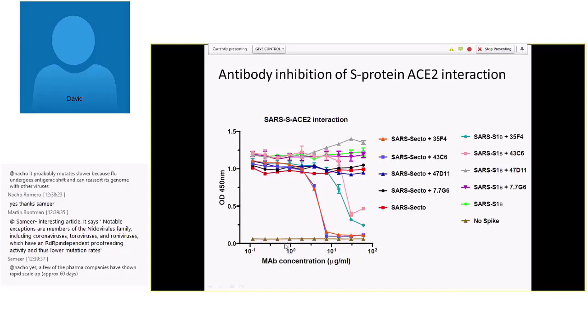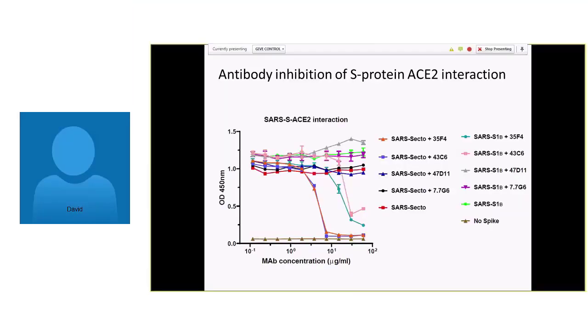And you can see on this graph here that the 35F4 and the 43C6, these two descending lines in the middle of the graph here, as they inhibit the interaction between the protein and its target, they're doing it quite effectively at around about 10 to 50 micrograms per mil. The interesting thing is that the 47D11, which is on the blue line, although it is inhibiting infectivity, is not affecting the interaction of the S protein with its target.